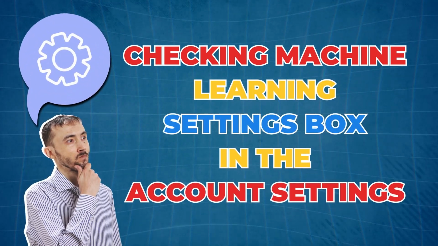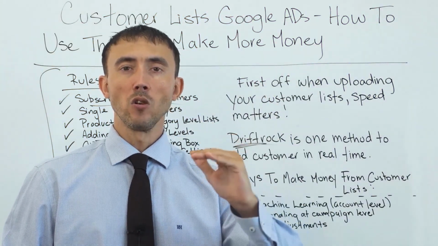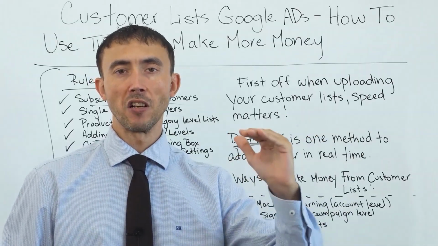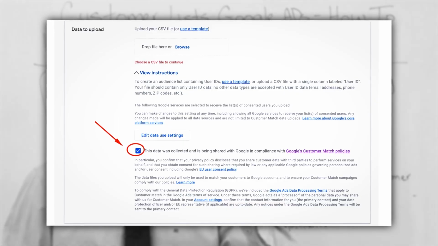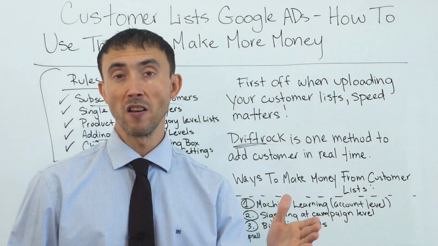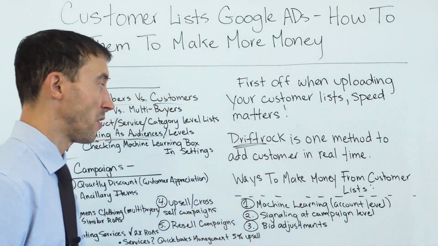Under your Google Ads account settings as a whole, there's a checkbox that says, let Google utilize your customer list for machine learning purposes on your account. That should be selected by default, but you may want to double check it and make sure it is selected, because if it's not checked, you're not getting most of the value out of your list. So that's another thing to know as well.